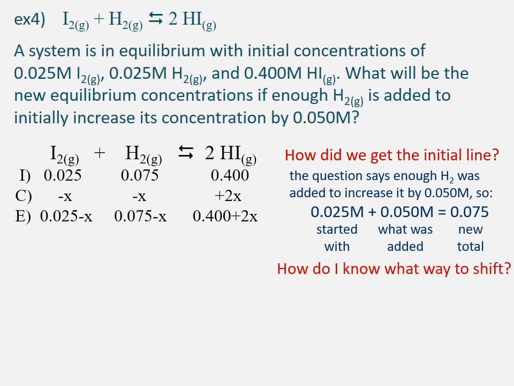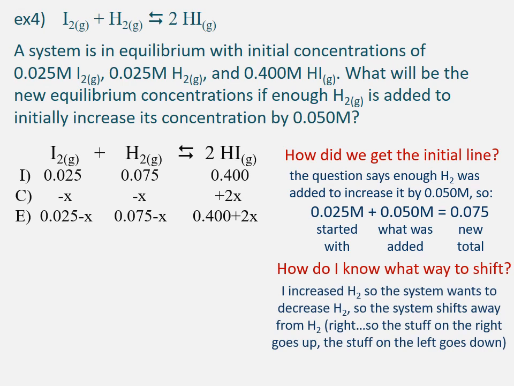How do I know what way to shift? Because it says the positives are on the right, the negatives are on the left. Where did that come from? Well, that's the EQ1 assignment. That's Le Chatelier's principle. Because if I increased H2, the system wants to decrease H2. So the system shifts away from the H2. Right, so the stuff on the right goes up, the stuff on the left goes down.